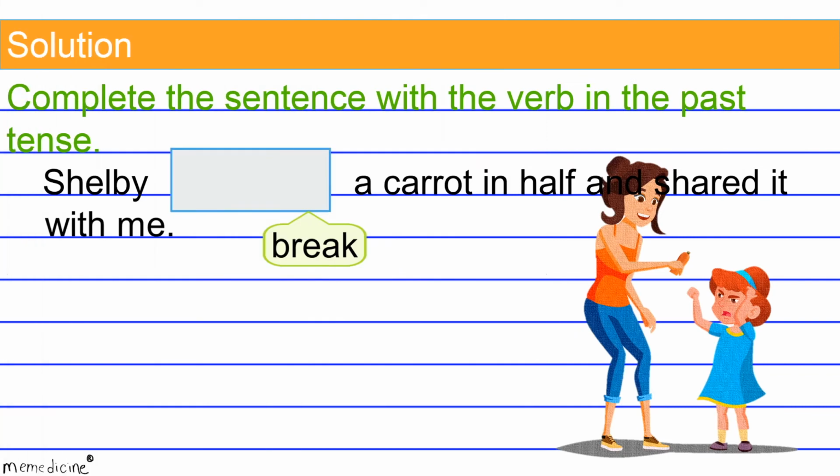Alright, back to the original question, now for the solution. Broke is the simple past tense verb form of break. This is an irregular simple past tense verb form because it doesn't end in a D or an ED, so you'll have to commit it to memory.